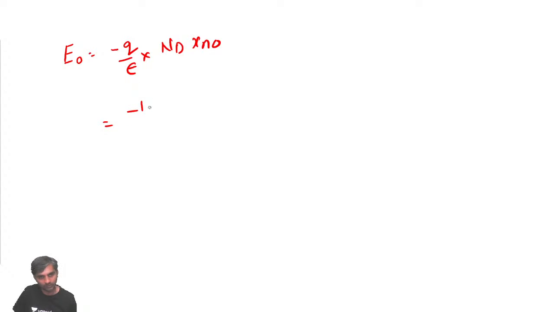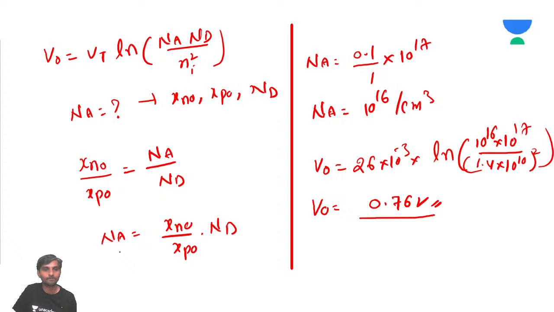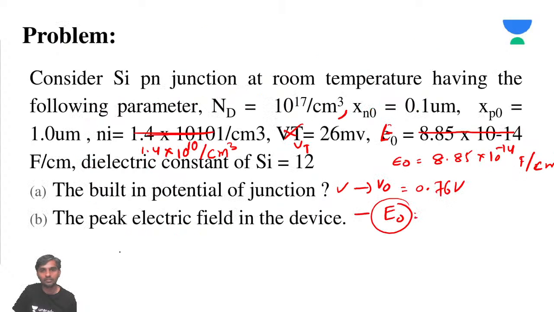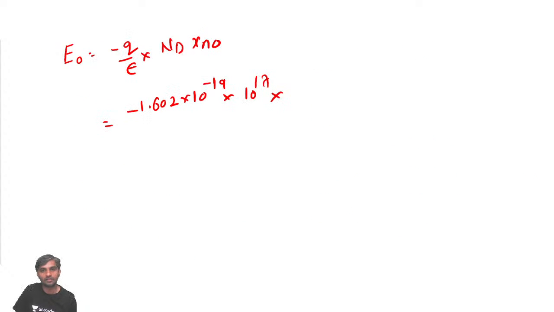We'll get a minus Q, 1.602 into 10 to the power of minus 19. How much did we get for Nd? Nd is 10 to the power of 17. Xn naught is 0.1 micrometers. All these are in centimeters, so convert them. Xn naught is going to be 0.1 micrometers.